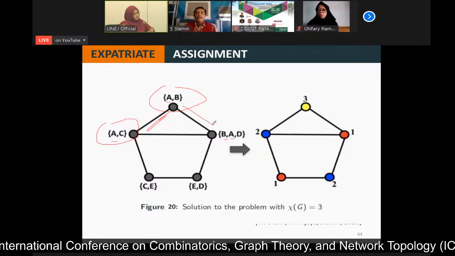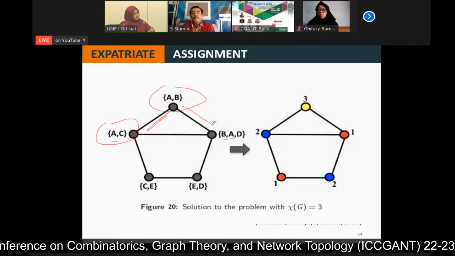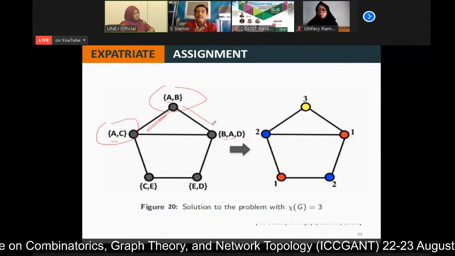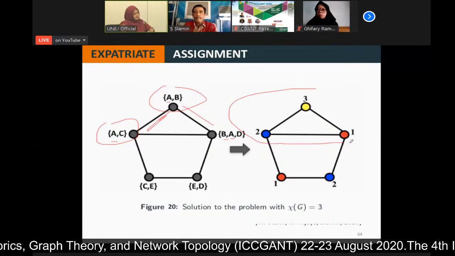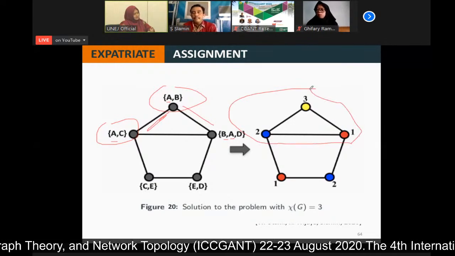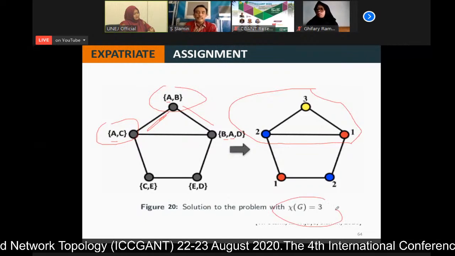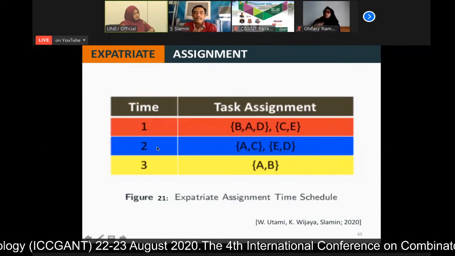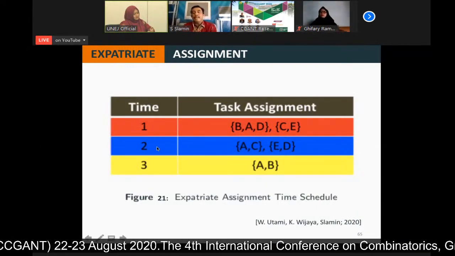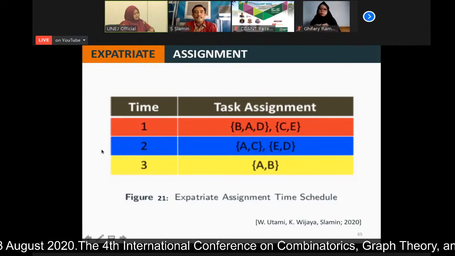Now we color the vertices of the graph using classic vertex coloring, and we can see here that the minimum number of colors must be equal to 3. So the chromatic number is equal to 3. It means that this expatriate assignment time schedule can be represented as in this table.